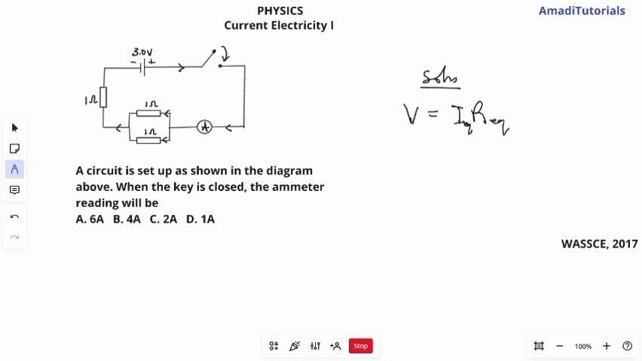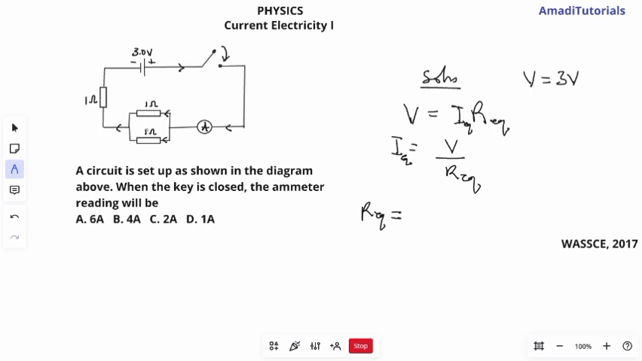R here will be what? The equivalent resistance, where V here will be the voltage of the cell. So that is how we make I the subject. I equivalent will be what? V divided by R equivalent. So how do we find R equivalent? Already we know our V to be 3.0 volts, which is the same thing as 3 volts.